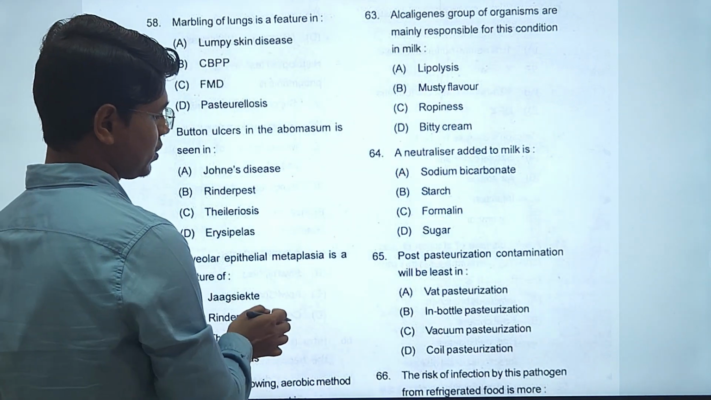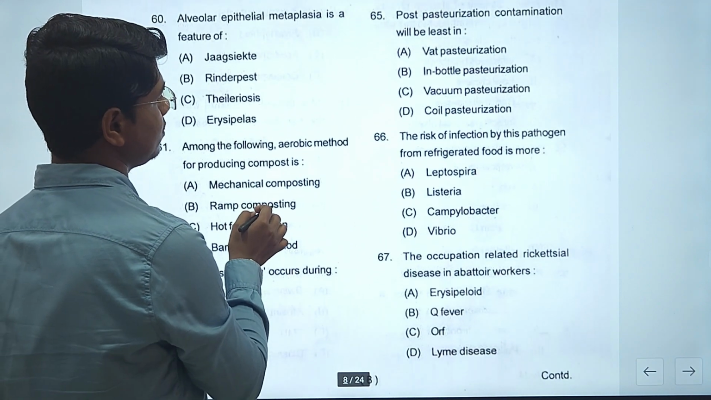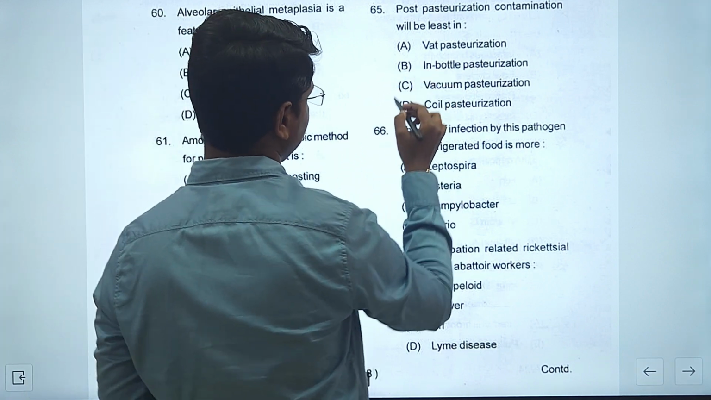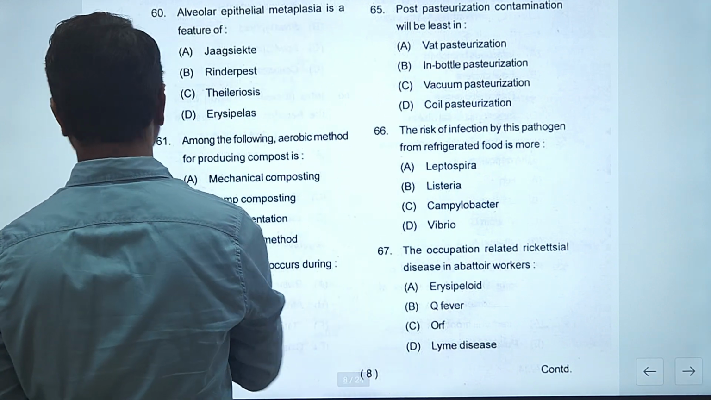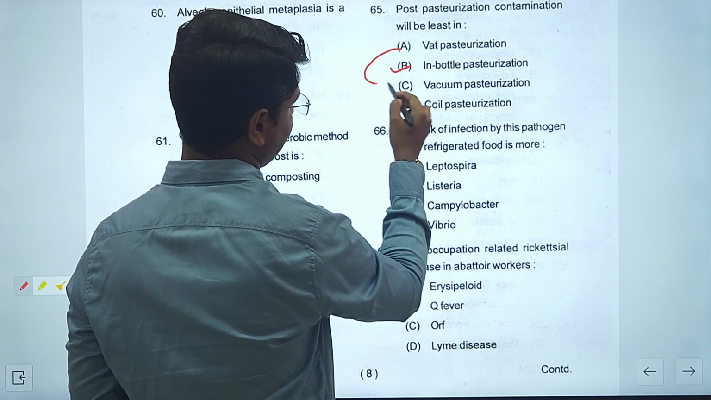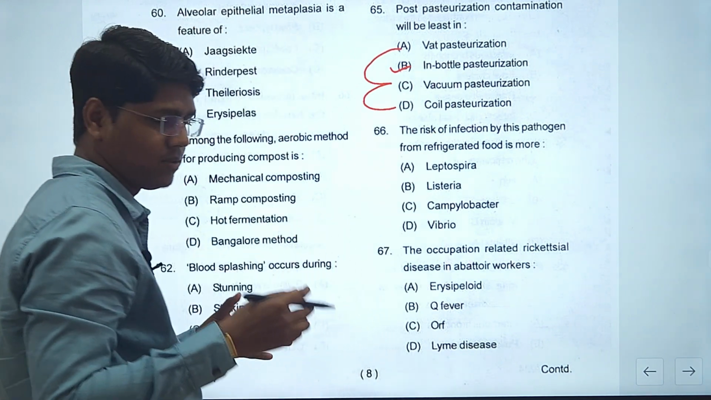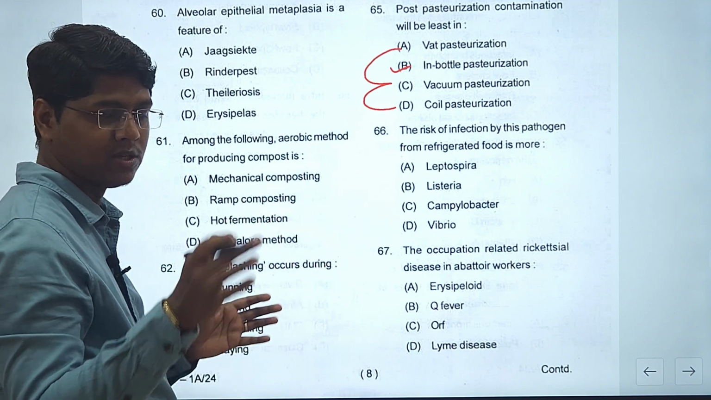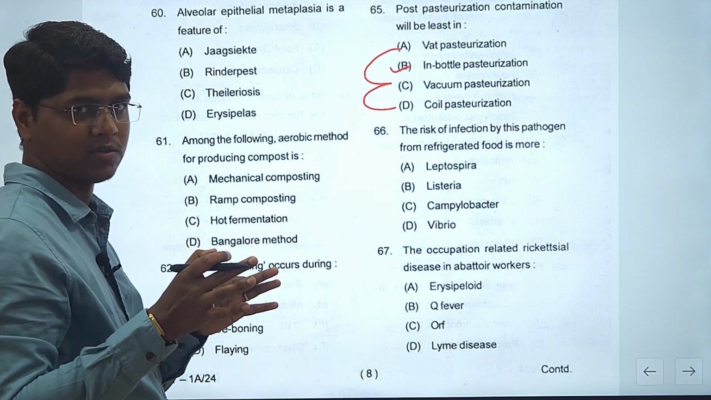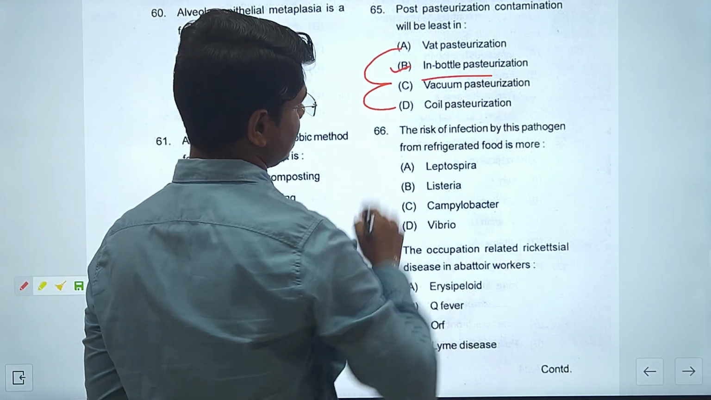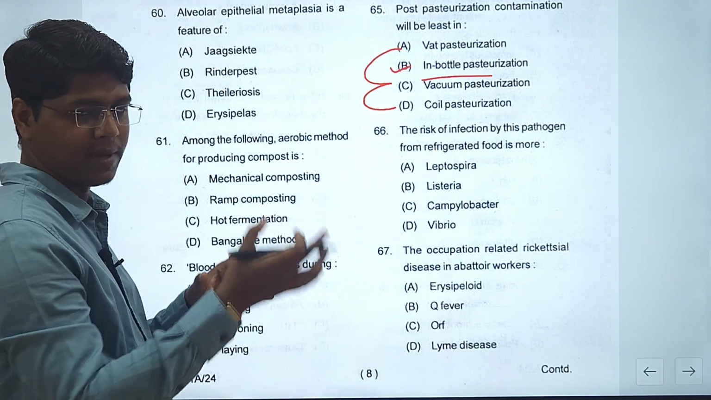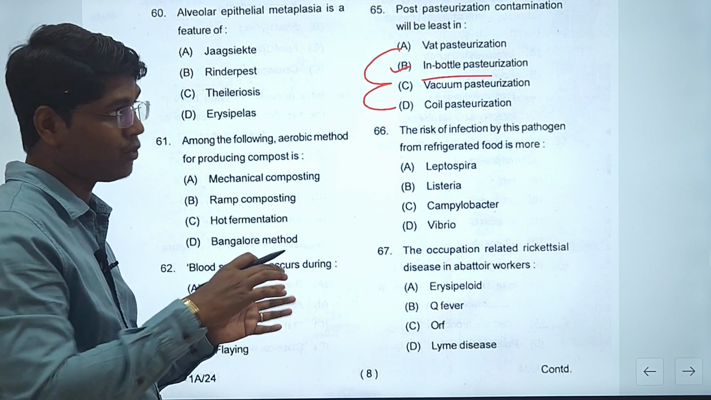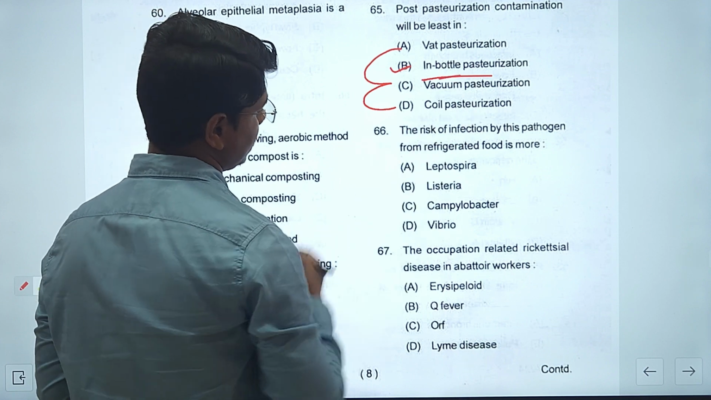Next question. Post-pasteurization contamination will be least in in-bottle pasteurization. Why? In case of vat, vacuum and coil pasteurization, the milk will be pasteurized in large containers, then it will be packaged. So during this packaging there will be post-pasteurization contamination. But in case of in-bottle pasteurization, the milk will be packaged into specially made bottles, and then it will be pasteurized. So post-pasteurization contamination is minimum in in-bottle pasteurization.